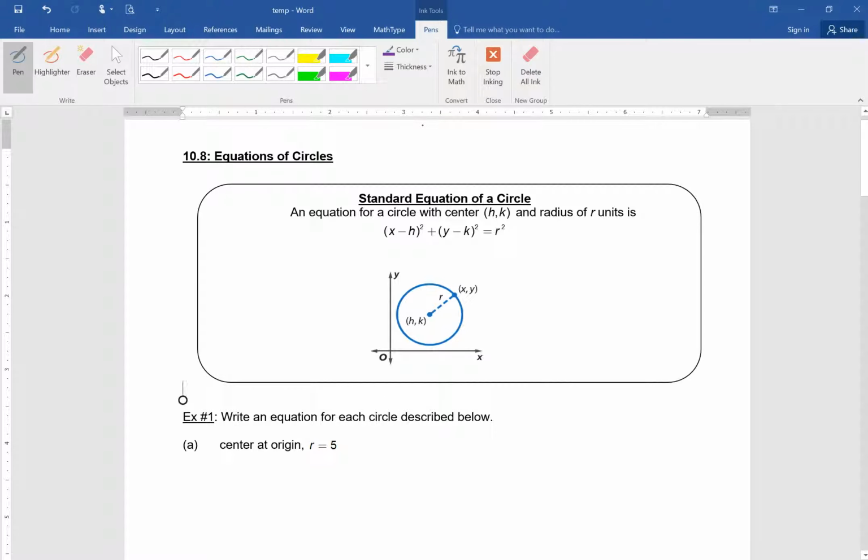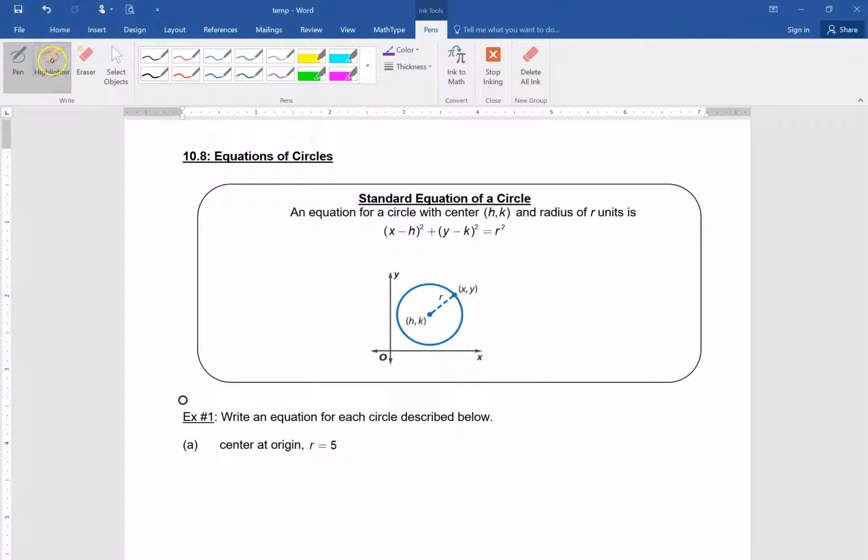All right, so you know that in math, your different types of functions, each different type of function has a different type of graph. So, for example, a quadratic equation has a graph that looks like a parabola. A linear equation's graph is a line, right? Circles, too, have their own equations. So just like parabolas have their own equations, so do circles.